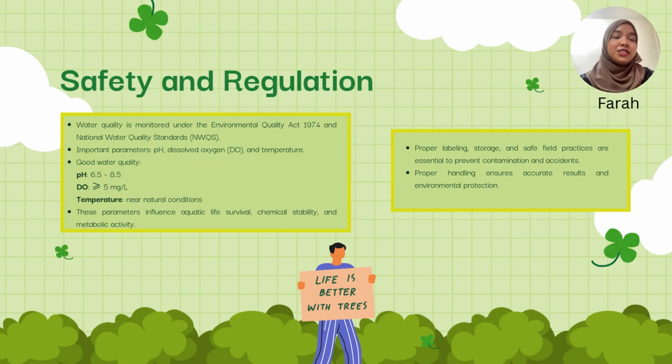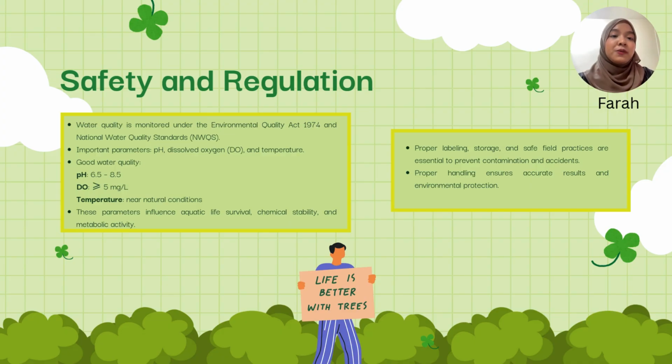Safety and regulation. First, water quality is monitored under the Environmental Quality Act 1974 and National Water Quality Standard. Number 2, important parameters such as pH, dissolved oxygen (DO), and temperature. Number 3, good water quality, for example, pH 6.5 until 8.5, DO more than 5, temperature near natural condition.